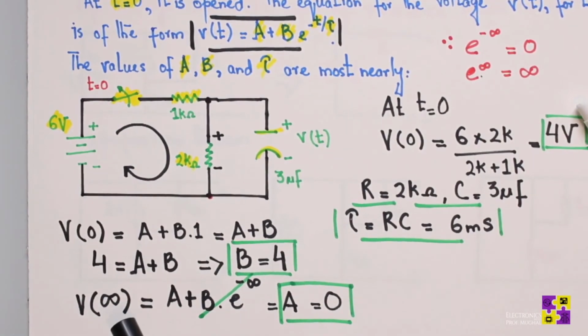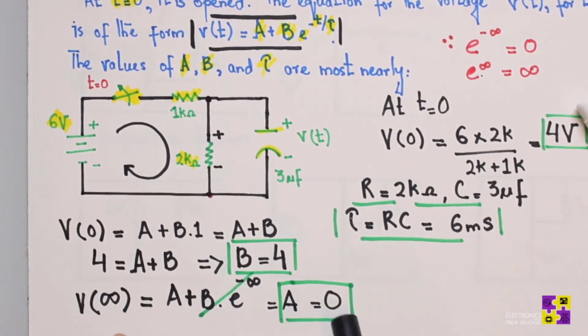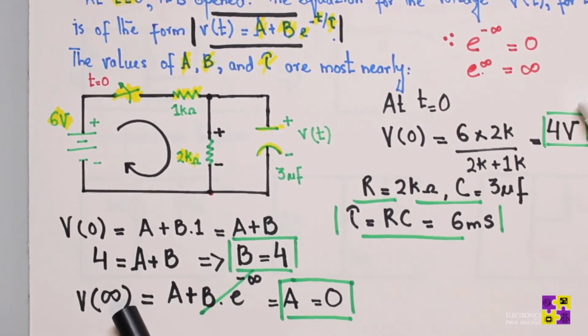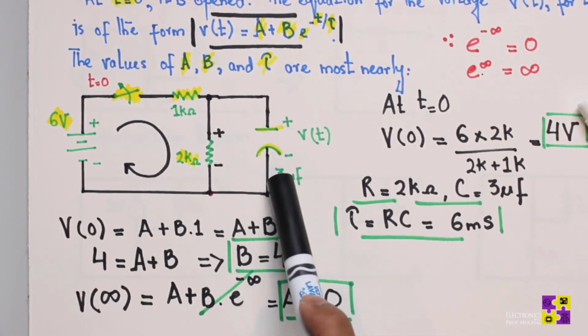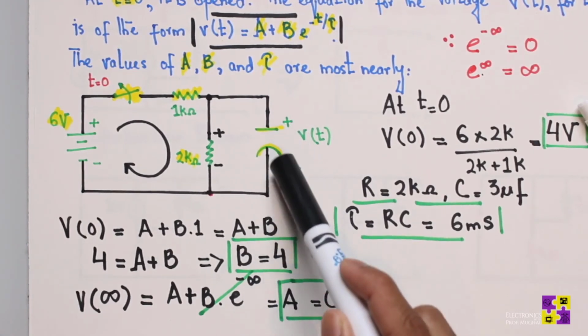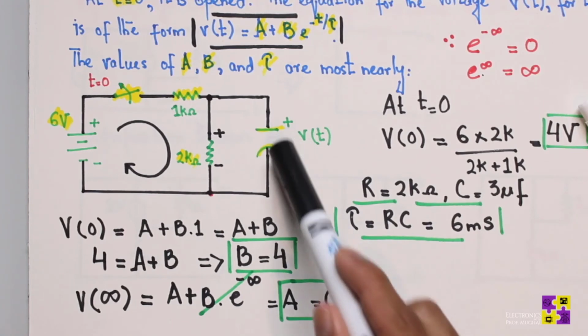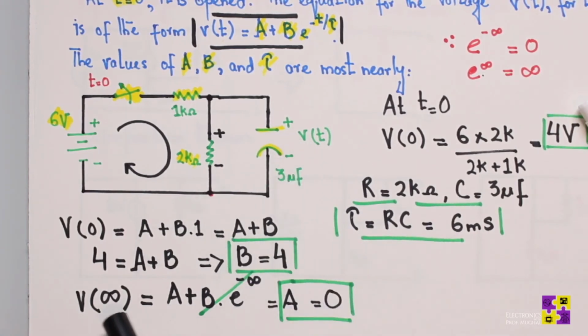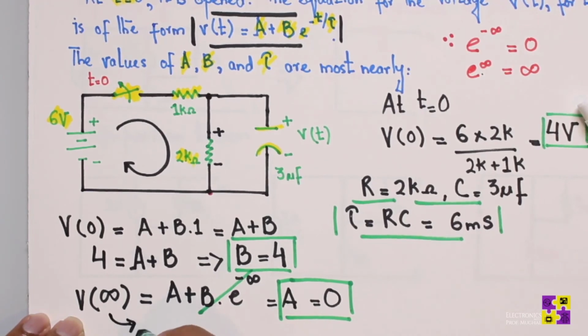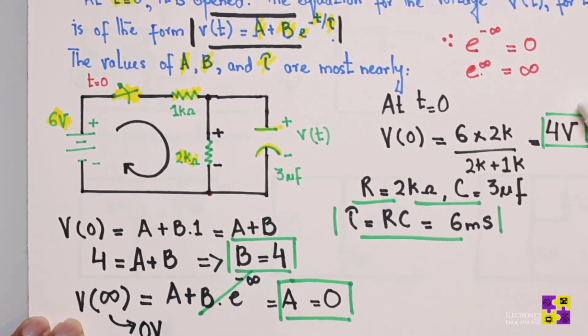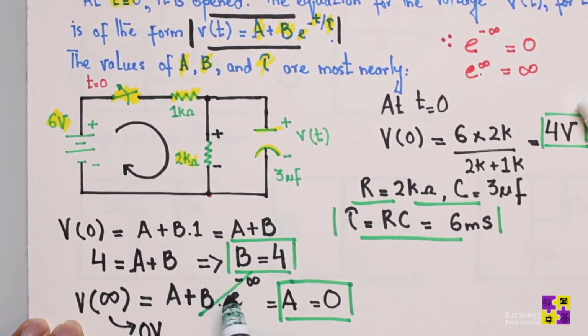Remember that V of infinity is always going to be 0, and the reason is that over a period of time the charge built up at the capacitor is going to drop off and eventually go to 0. Hence 0 equals a plus 0, and hence a equals 0. This thing over time will become 0 volts. This product is 0, so therefore a equals 0.